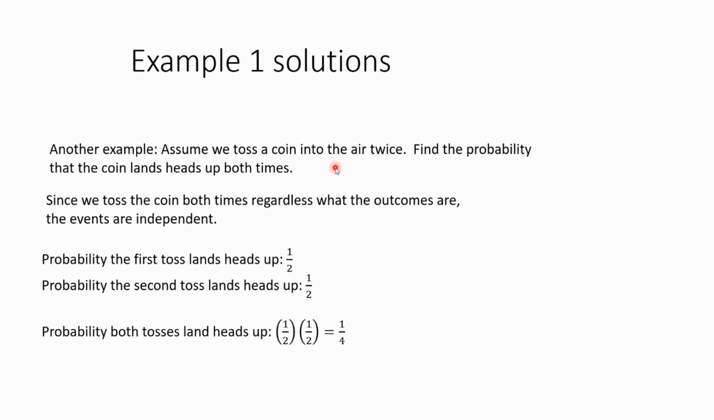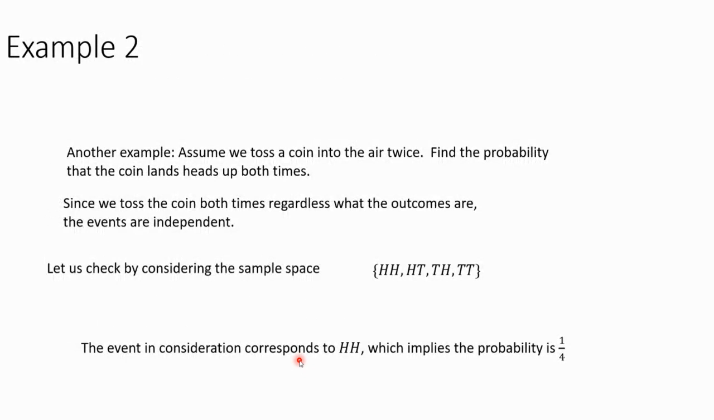You're tossing the same coin twice. Each time, the probability that the coin lands heads up is a half. In other words, the events should be independent. Intuitively, that makes sense. So what's the probability they both land heads up? That's a quarter. You multiply these two together. Since you're tossing the same coin twice, each time the probability of heads is a half. In other words, the events that the coin lands heads up on the first toss and the second toss are independent.